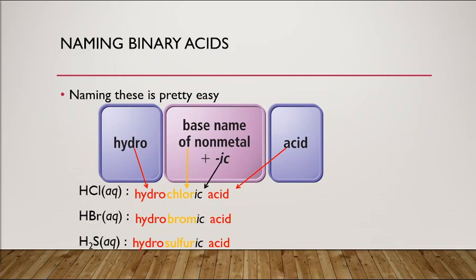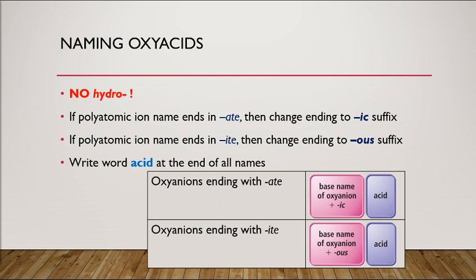Acids that contain just a hydrogen and a nonmetal are going to have the term hydro. That is the one distinction that makes it very plain and obvious that you're looking at a binary acid as opposed to an oxyacid. In oxyacids, because you are dealing with more than just a hydrogen and one nonmetal, that term hydro is omitted. And so, binary acids include hydro. Oxyacids do not include the term hydro.